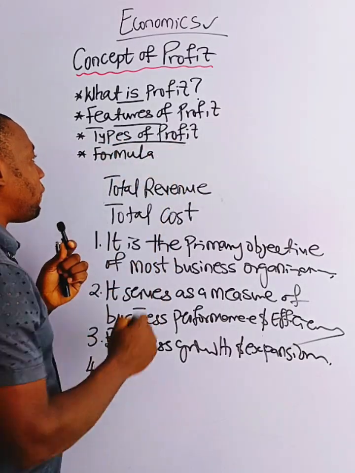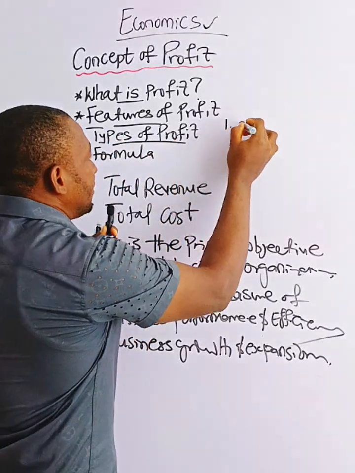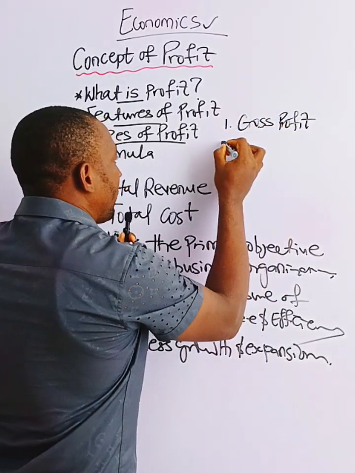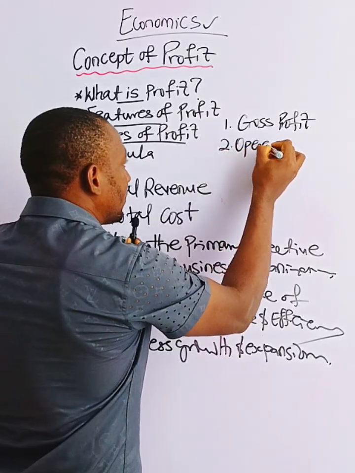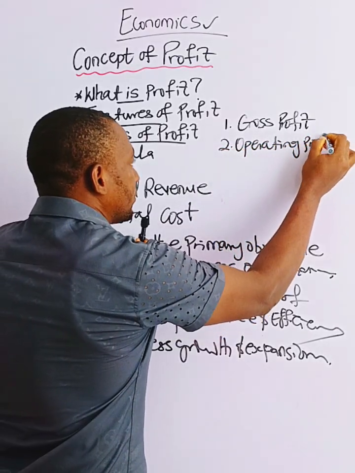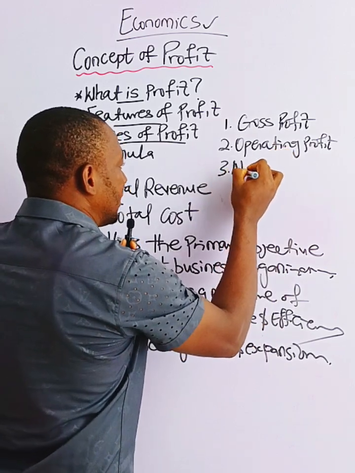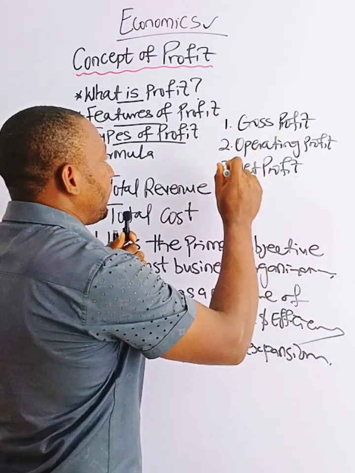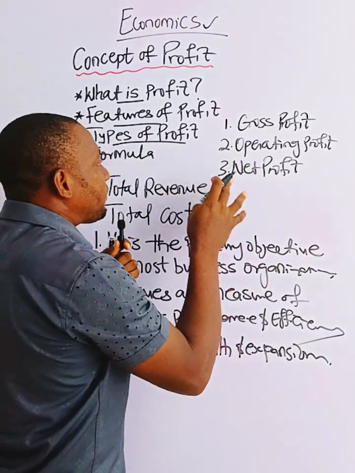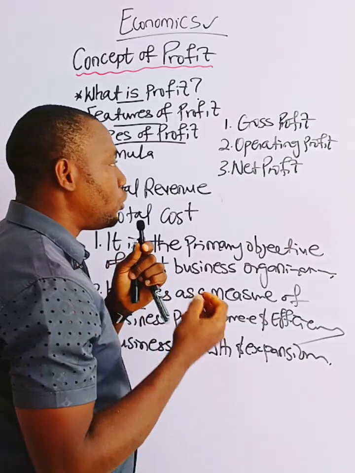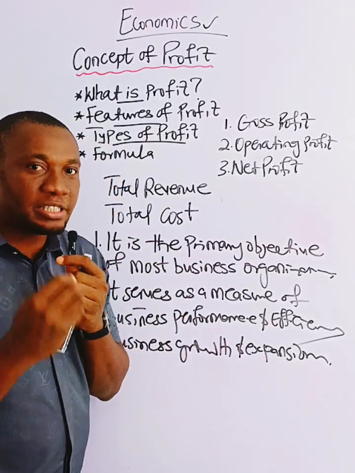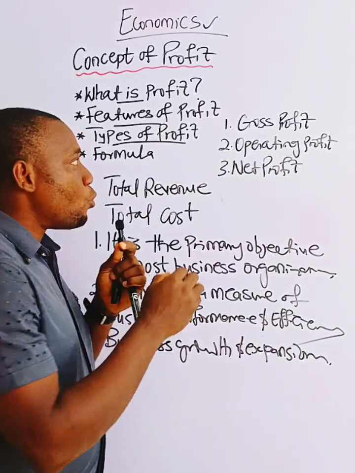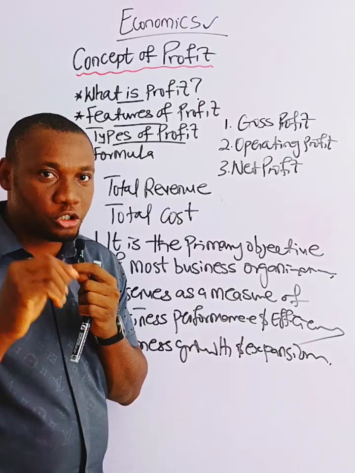Let's consider types of profit. Number one type of profit is gross profit. Number two is operating profit. Number three is net profit. All right, gross profit is the profit earned after deducting the cost of goods sold from sales. By the time you are done selling, you deduct the cost of the goods from sales. Are you following? What is remaining becomes gross profit.